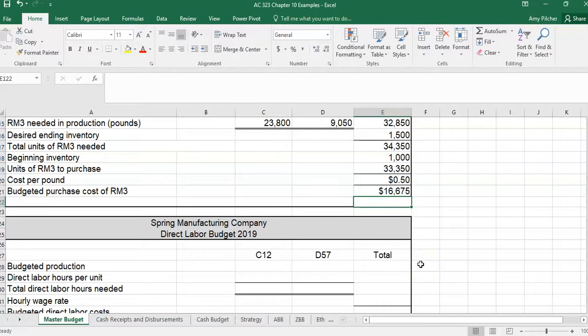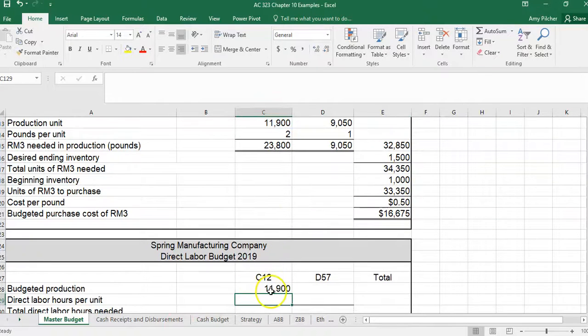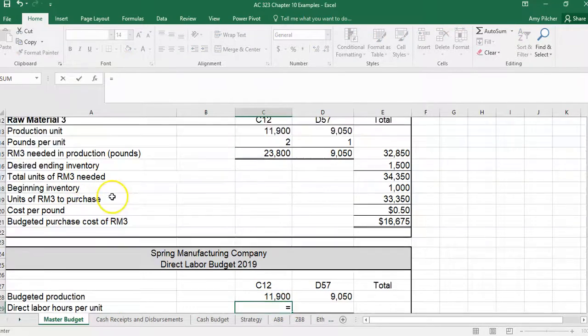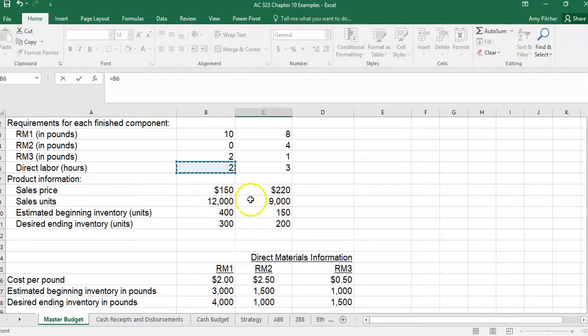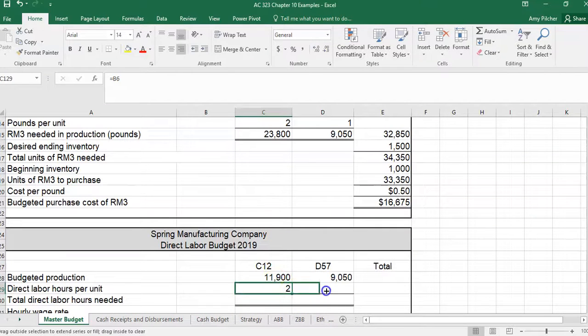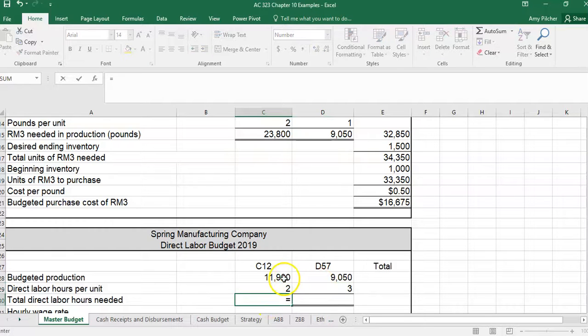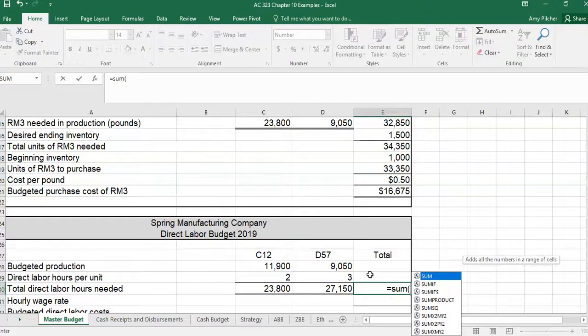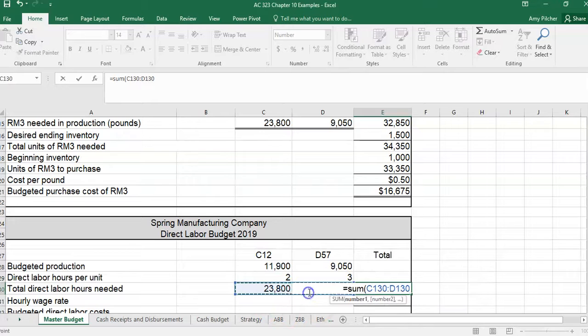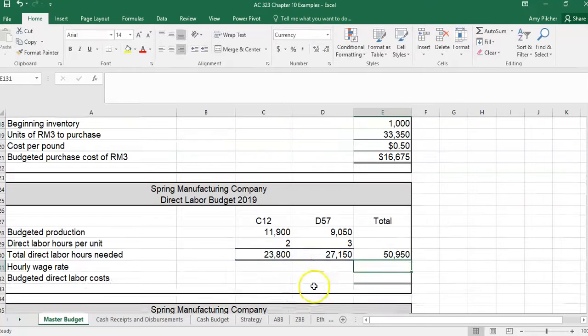Once we finish our raw materials budget, we move on to the direct labor budget. We again start with the estimated production. And then we need our direct labor hours per unit. And we take our units of production times the direct labor hours per unit to determine exactly how many direct labor hours we need throughout the year in order to make our projected production.